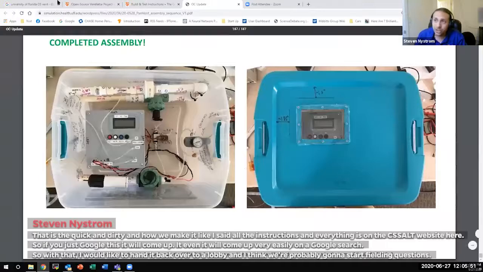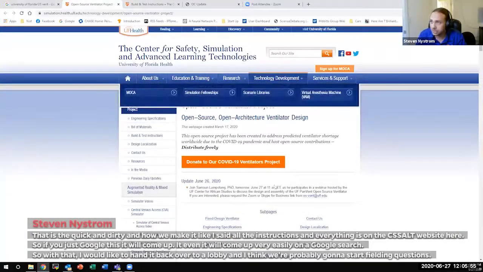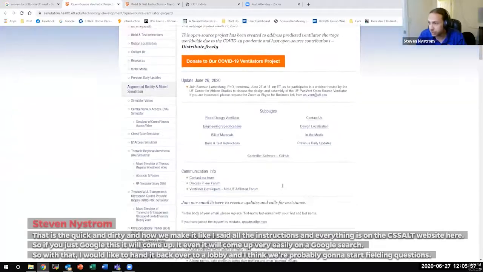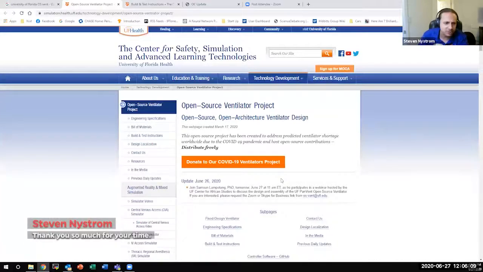Like I said, all the instructions and everything is on the CSSALT website here. That is from the University of Florida. So if you just Google this, it will come up very easily on a Google search. So with that, I would like to hand it back over to Awambi, and I think we're probably going to start fielding questions. Thank you so much for your time.